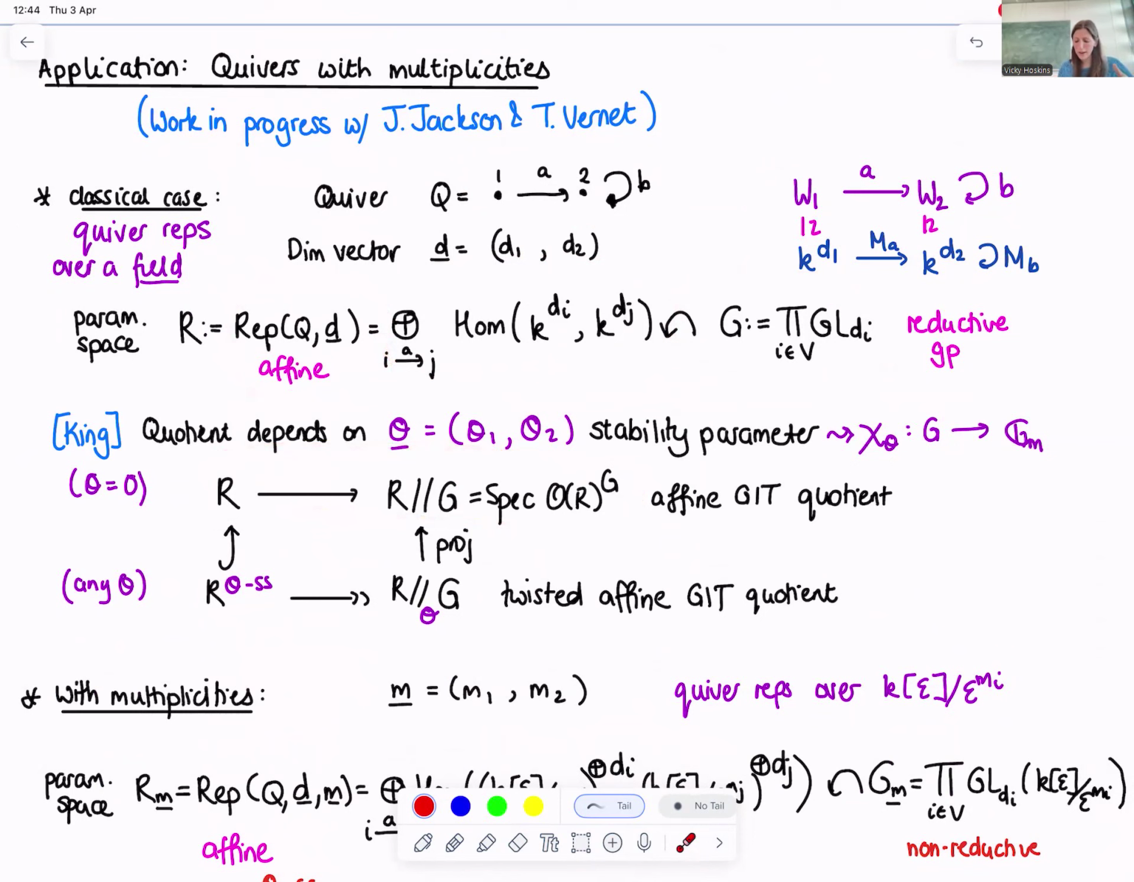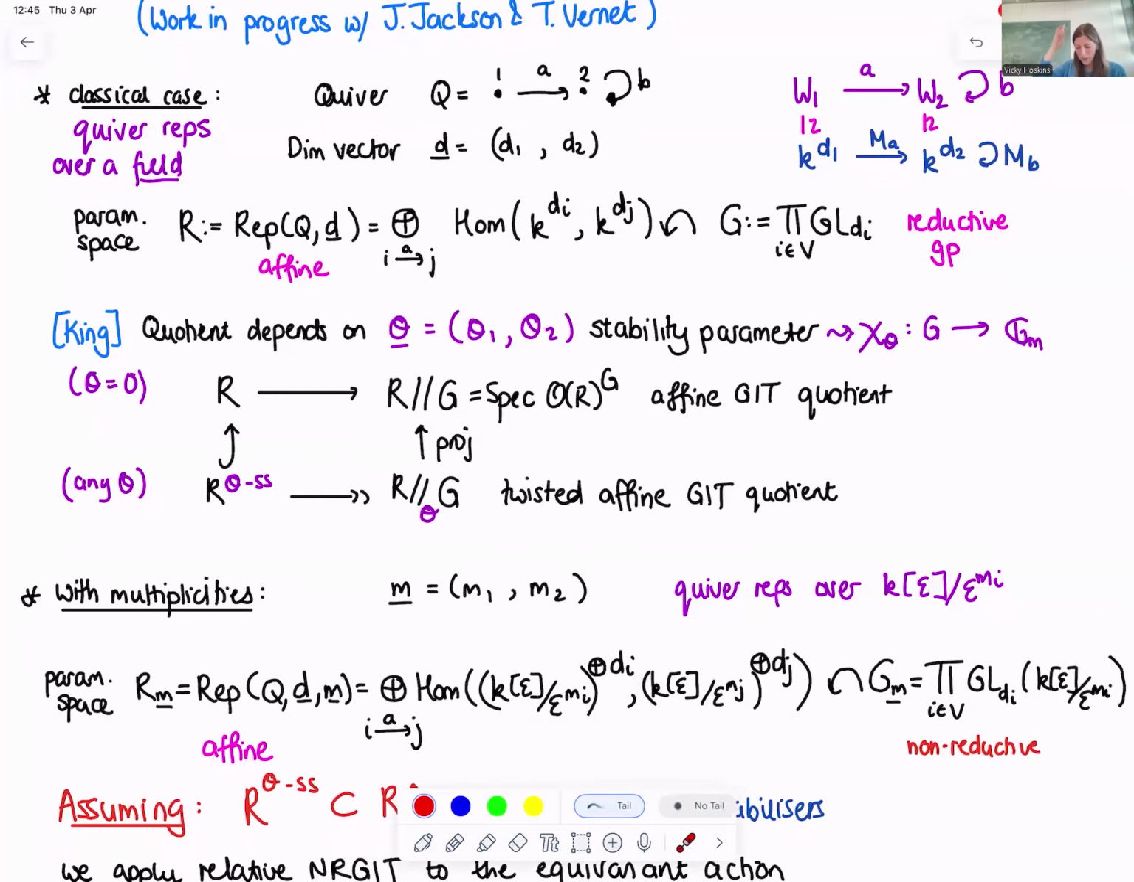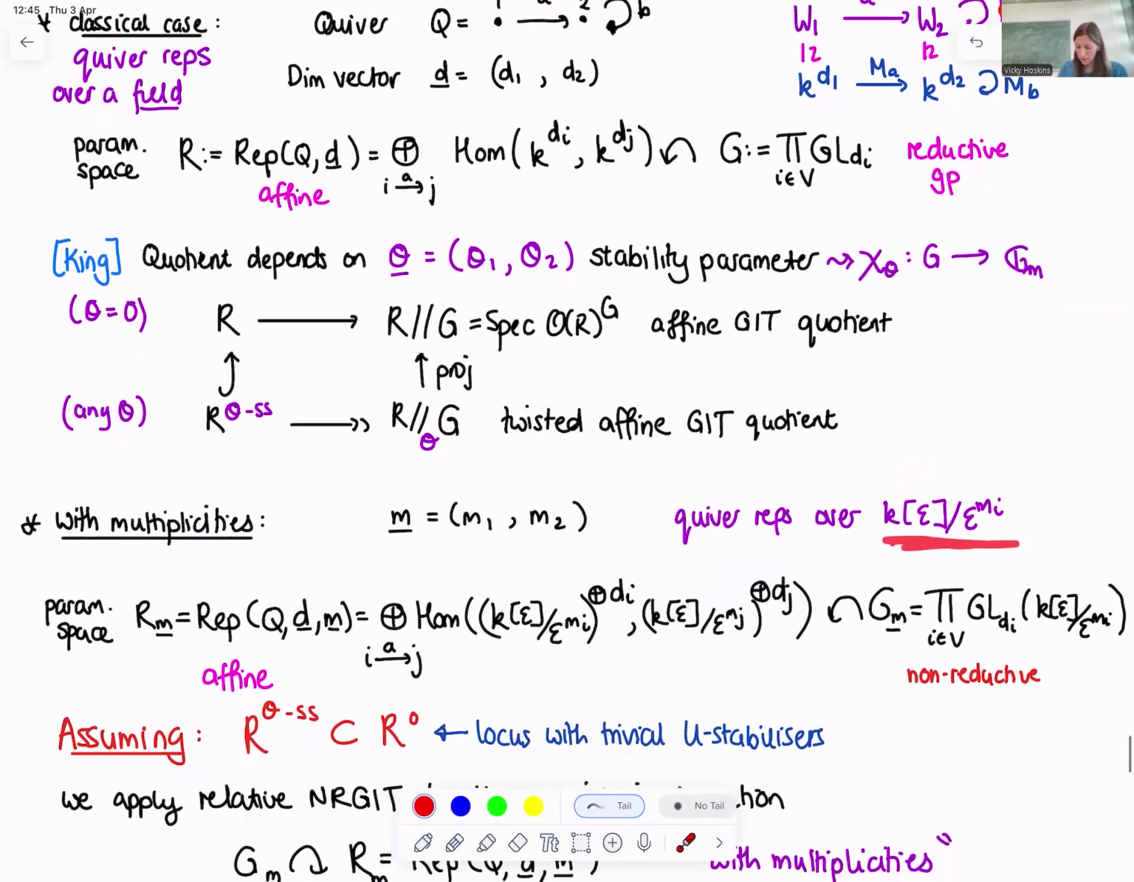But King shows that actually it's better to instead twist this action, as I discussed earlier, using a stability parameter to get a quotient which is projective over the affine GIT quotient and is only a quotient of some open semi-stable locus. Now, in the case of multiplicities, on top of having the quiver and dimensions for our vector spaces, we also fix multiplicities. And now, rather than a k-vector space at each vertex, we're looking at a free module over this truncated polynomial ring.